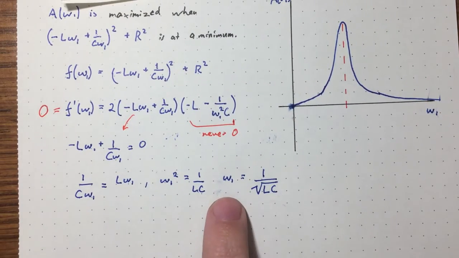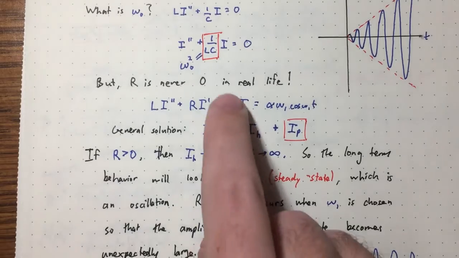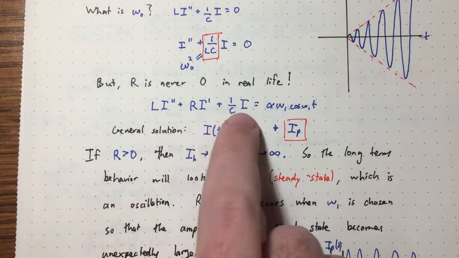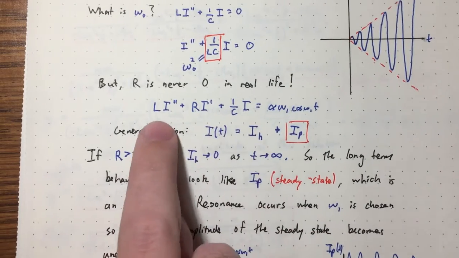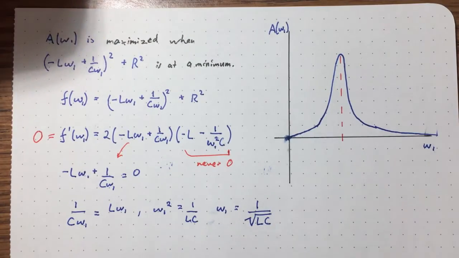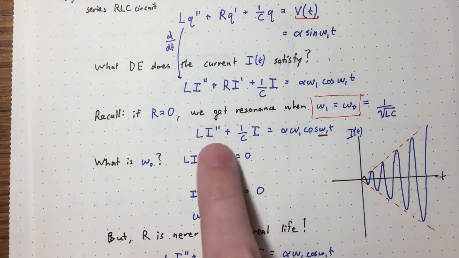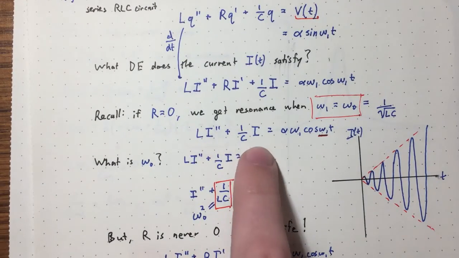So you have to be careful here. This omega 1 is not the quasi-frequency of this differential equation. That's going to involve R also. But this is the natural resonant frequency that you just get from this equation here.